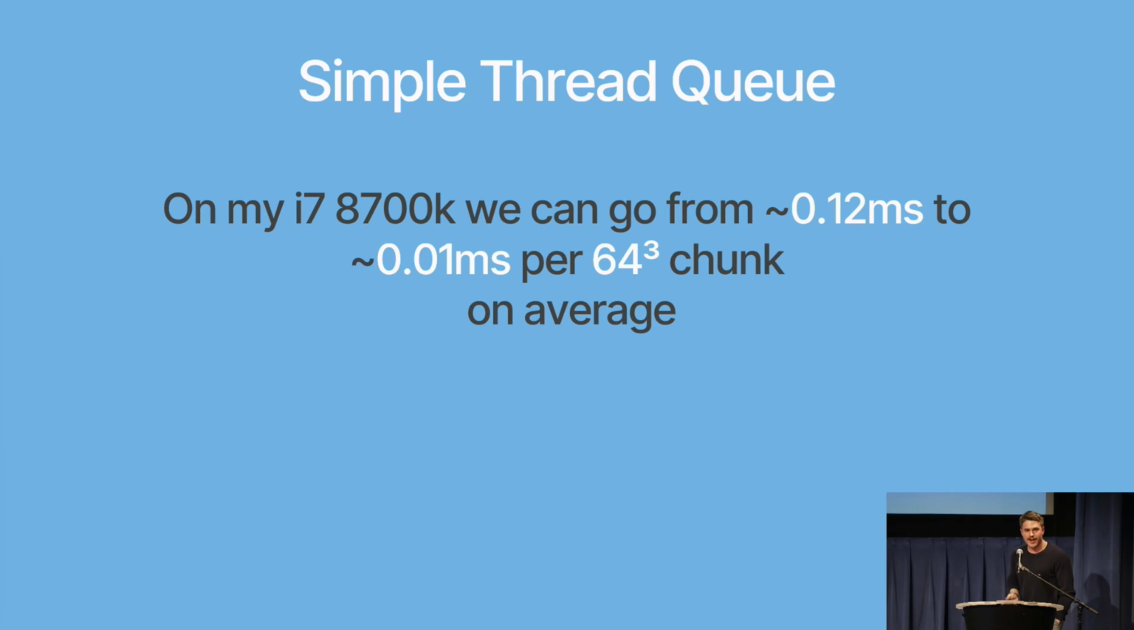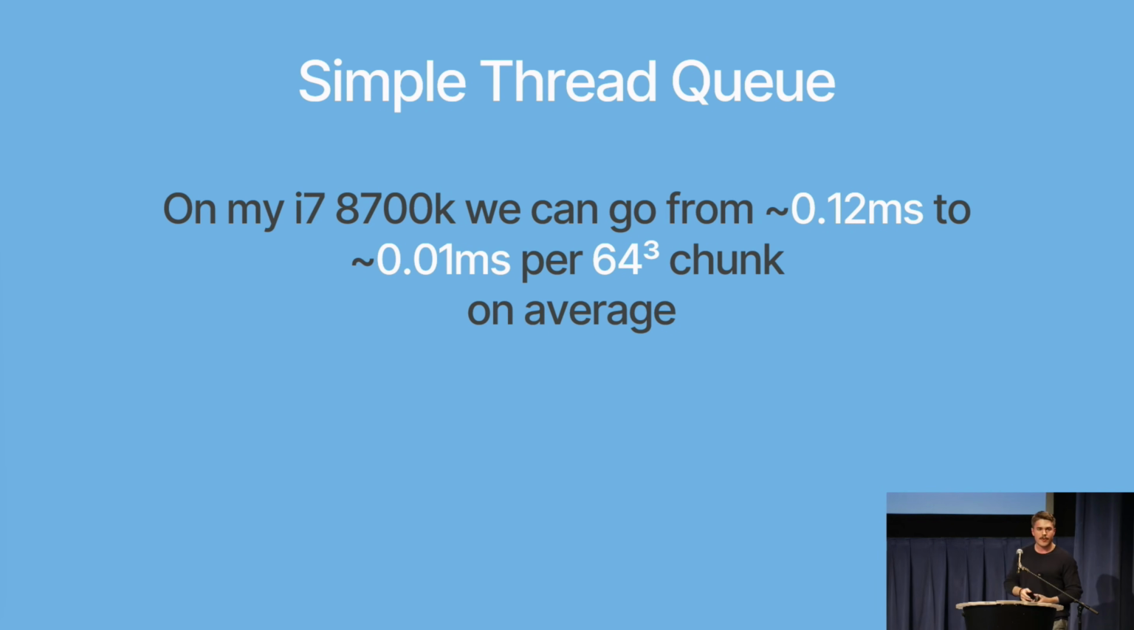With a simple thread queue on my i7-8700K, we can go from 0.12 milliseconds down to 0.01 milliseconds per 64 cube chunk on average. And we're able to do this because our chunks are inherently prepared for asynchronous work, right? Because all of our voxels are isolated in a single array, and all of those voxels are isolated in a chunk array. So whenever a chunk is being meshed, it's only accessing its own data. It's never looking to other chunks. It's only working on itself.